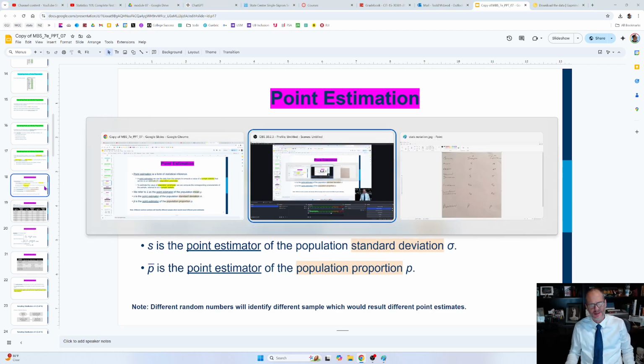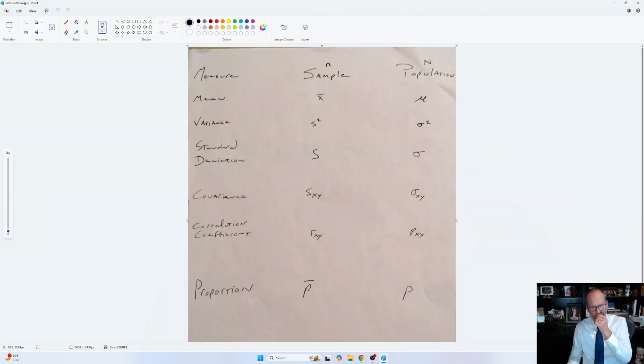Here it is with the new notation. I added the proportion for the sample. That's the notation for the sample, and that's the notation for the population.